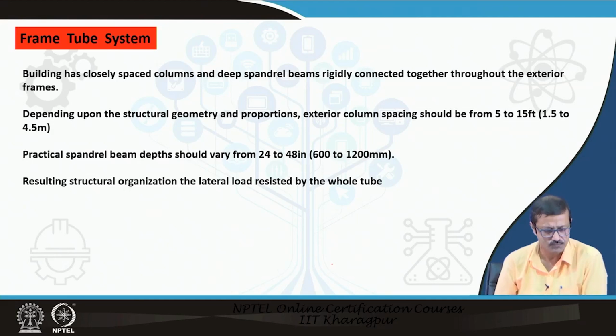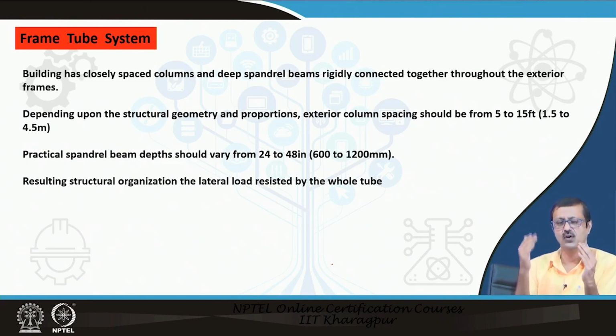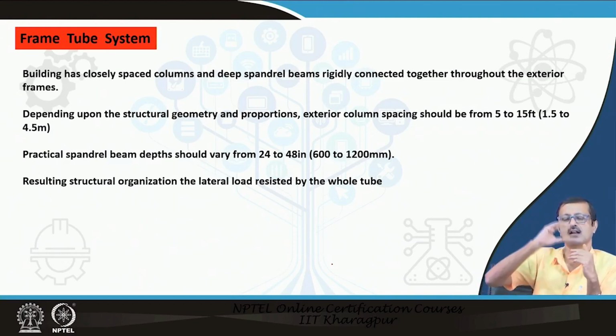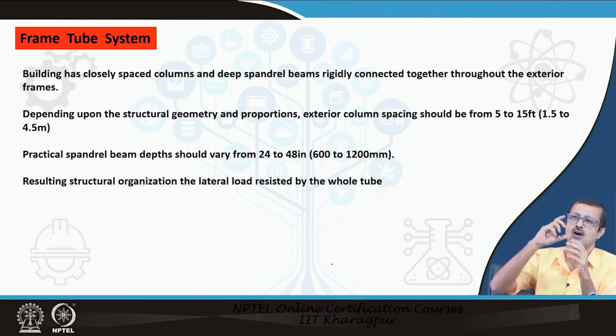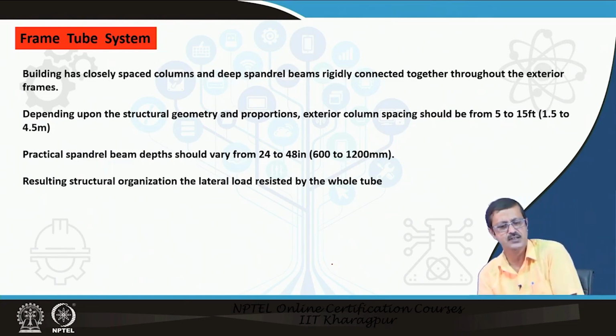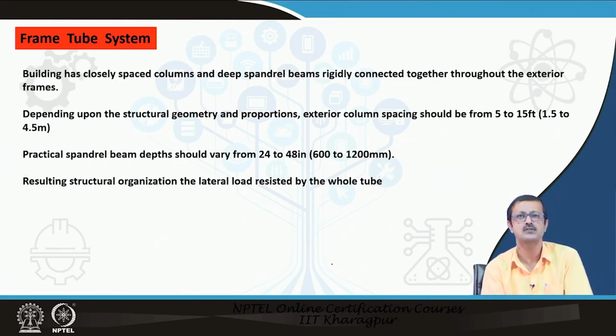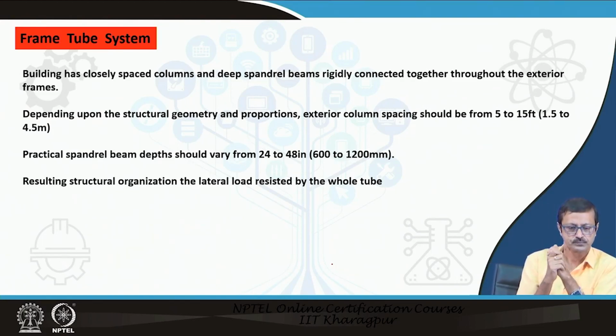So, the frame tube structure, from the point of view of depth, is actually constructed with closely spaced beams and columns in the perimeter, and the spandrel beams are deep beams. So, practically in the perimeter you do not have much space to put windows or glass. Almost 1/3 of the floor height is taken by your beams, and the columns are very close by. Depending upon the structural geometry and proportion, exterior column spacing will be 5 to 15 feet, 1.5 meters to 4.5 meters, that close. But remember that the close spacing is only in the perimeter, not inside the building footprint, which is almost free of columns. And the spandrel beams have a depth of 24 to 48 inches.